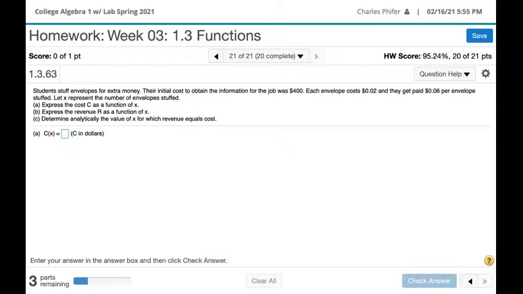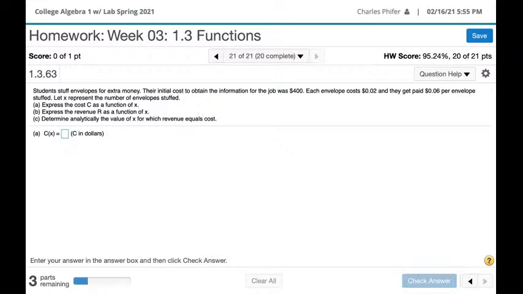Students stuff envelopes for extra money. Their initial cost to obtain the information for the job was $400. Each envelope costs 2 cents and they get paid 6 cents for each envelope stuffed. Let X represent the number of envelopes stuffed. Express the cost as a function of X, express the revenue as a function of X, and then determine analytically the value of X for which the revenue equals the cost.